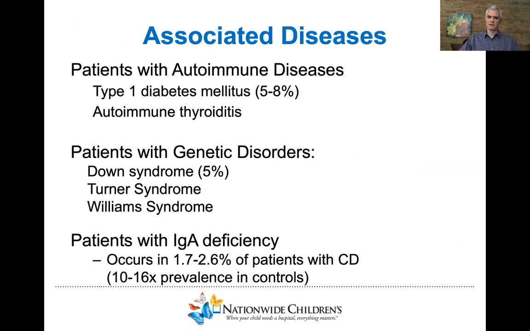There are some associated diseases to keep in mind, including autoimmune diseases such as type 1 diabetes and autoimmune thyroid disease, some genetic disorders, including Down syndrome, Turner syndrome, and Williams syndrome, and in patients with IgA deficiency, which may have 10 to 15 times prevalence over controls.